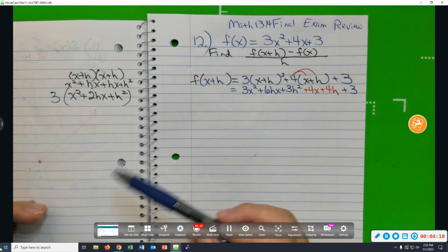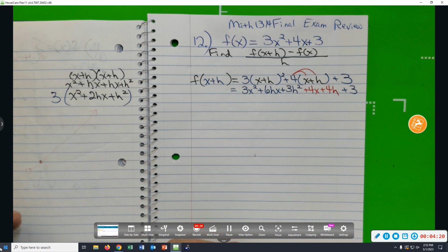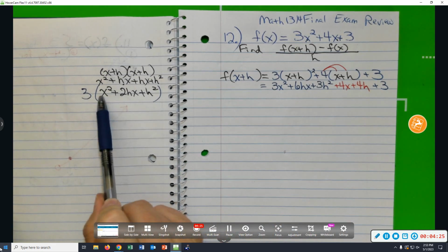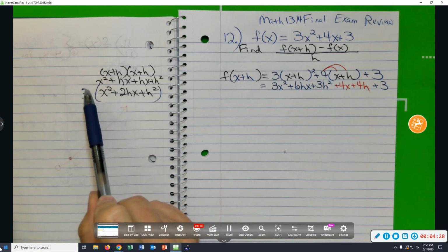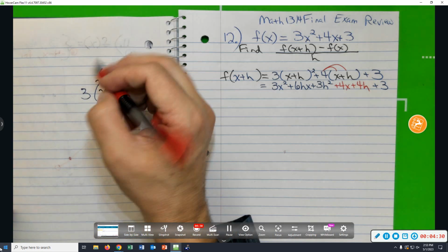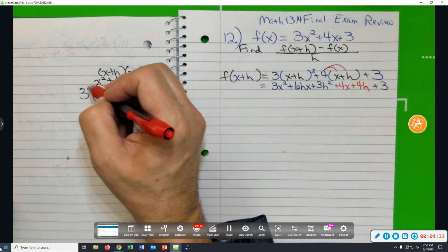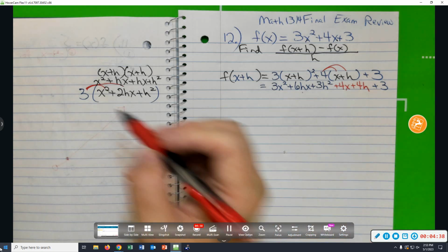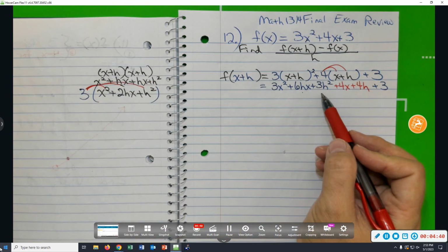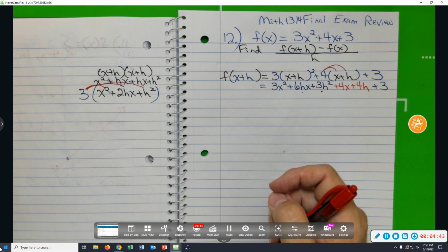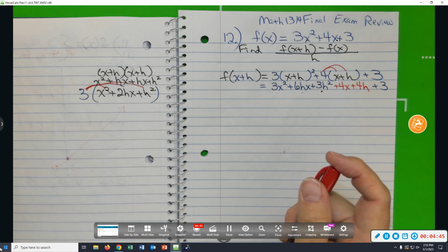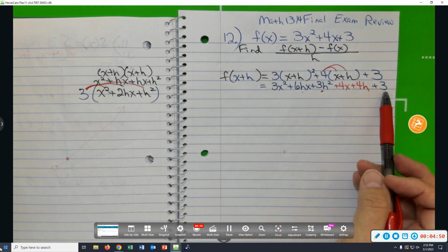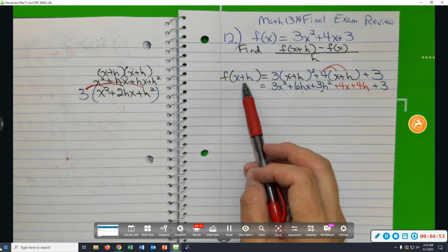So the first thing, question, where did I get the 6? I took the 3. Here's x plus h times x plus h. I distributed the 3. 3x squared. 3 times 2hx gives me the 6hx. 3 times h squared gives me the 3h squared. And there are no like terms to combine. So we found f of x plus h.